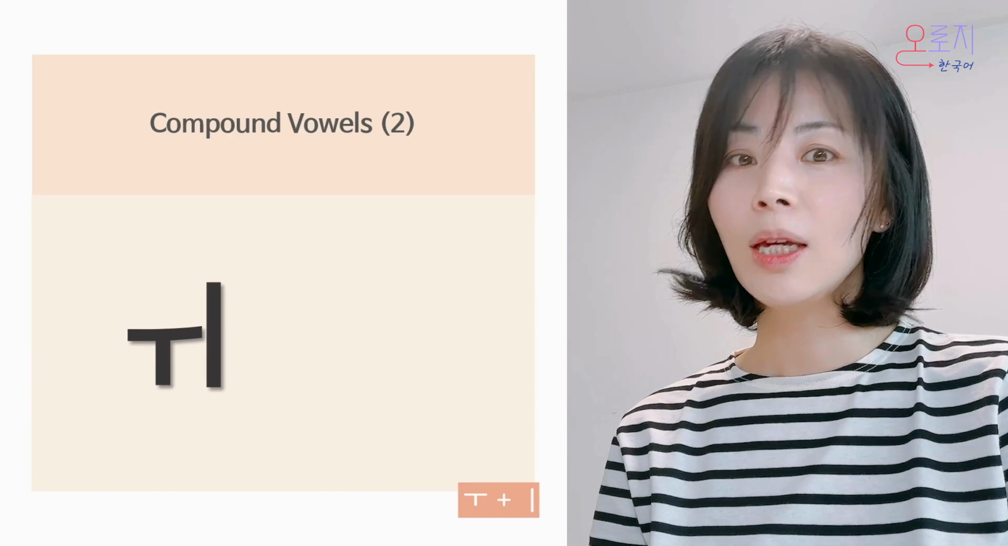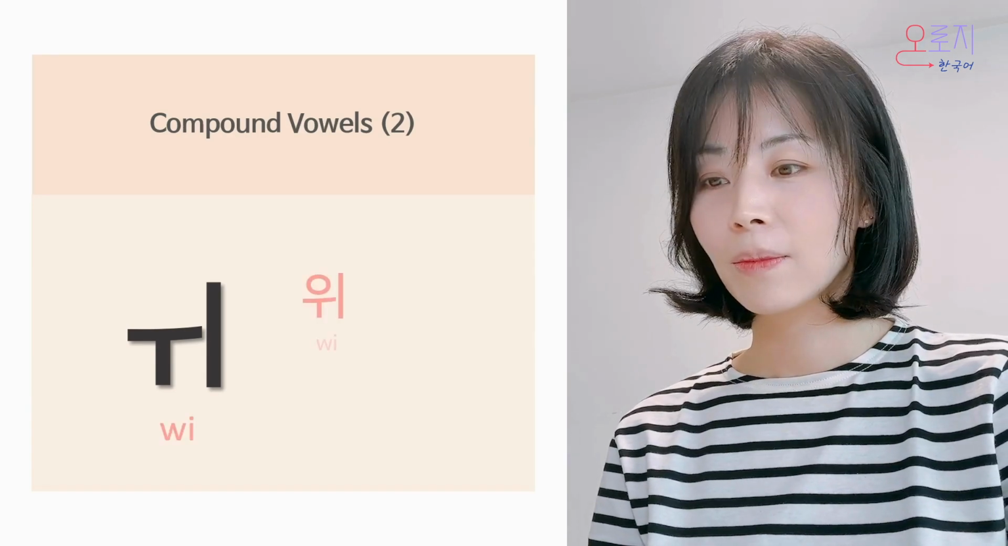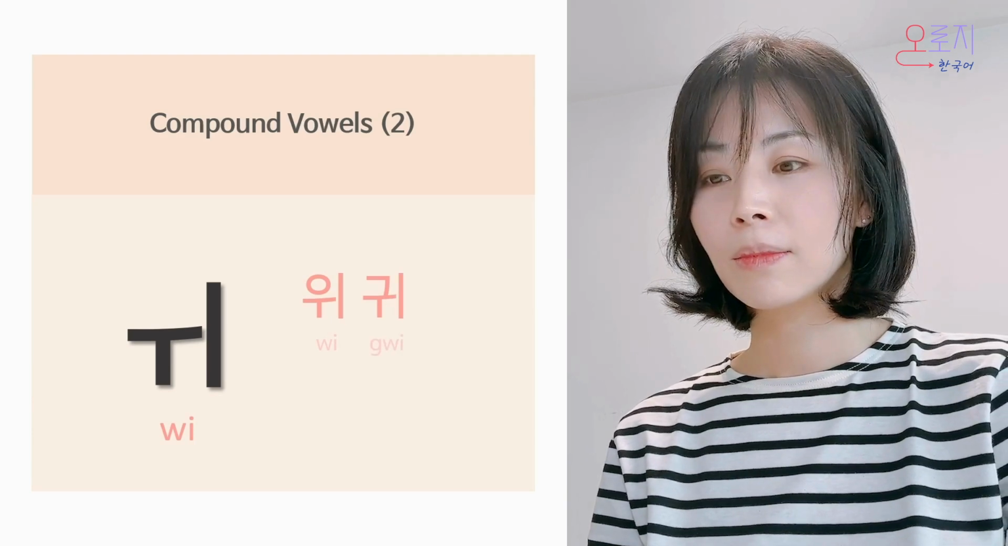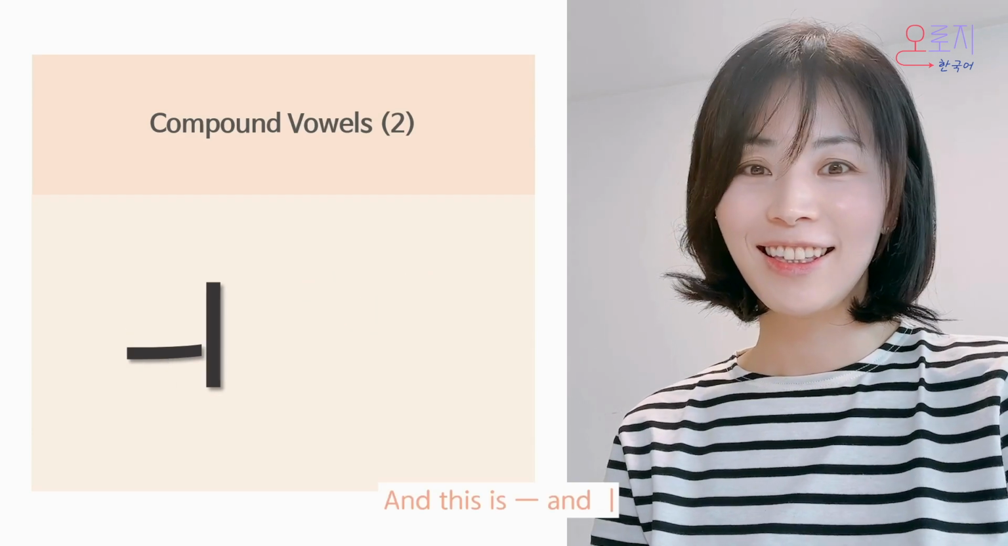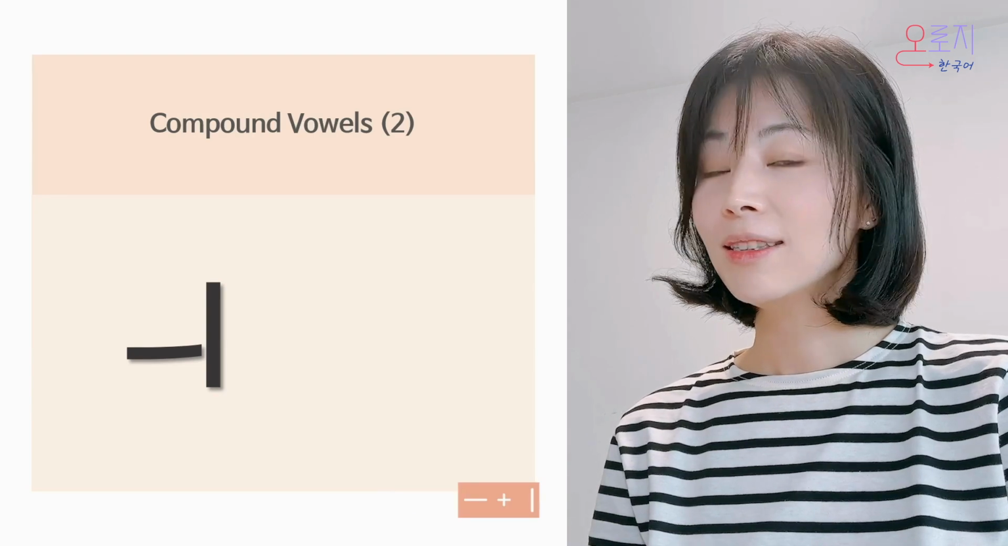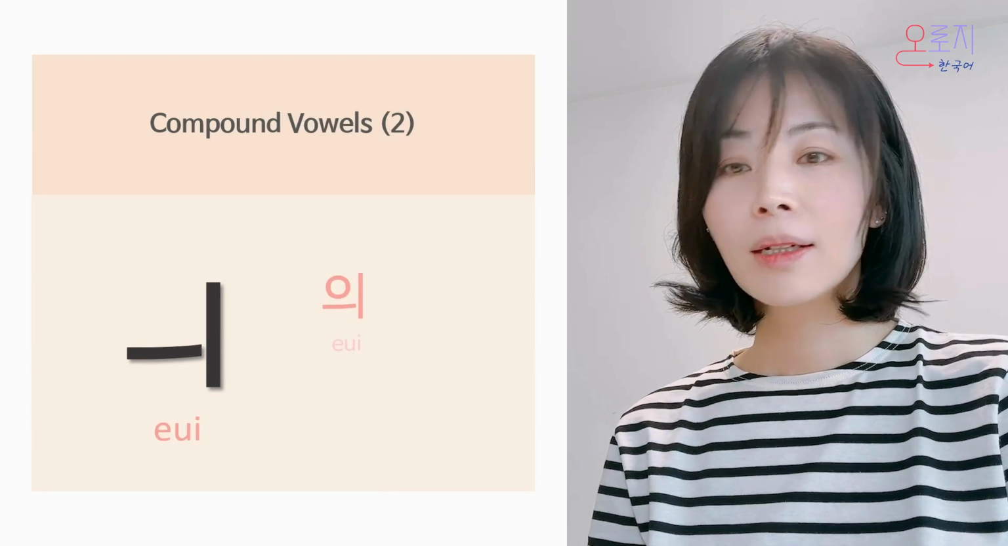This is U and I. U, I, wi. Wi, kwi, hwi. And this is EU and I. Ui, ui. Ui, hui.